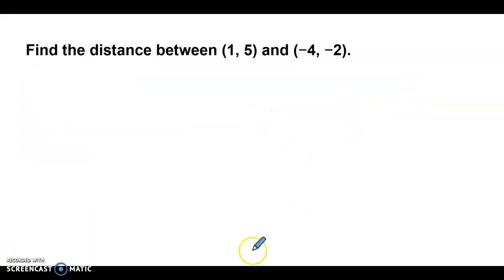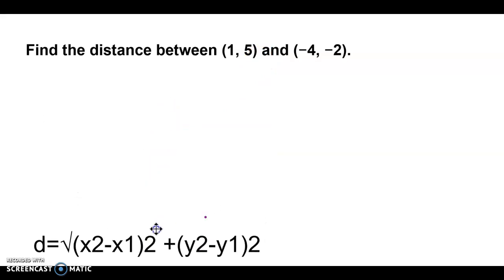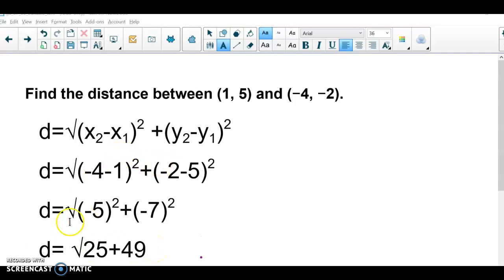So here's just an example that we can do. Find the distance between 1, 5 and -4, -2. So I copied out the distance formula, right? x2 minus x1 squared. I just took a second there to fix all my subscripts so they're easier to see what's going on. So x2 minus x1 squared plus y2 minus y1 squared.